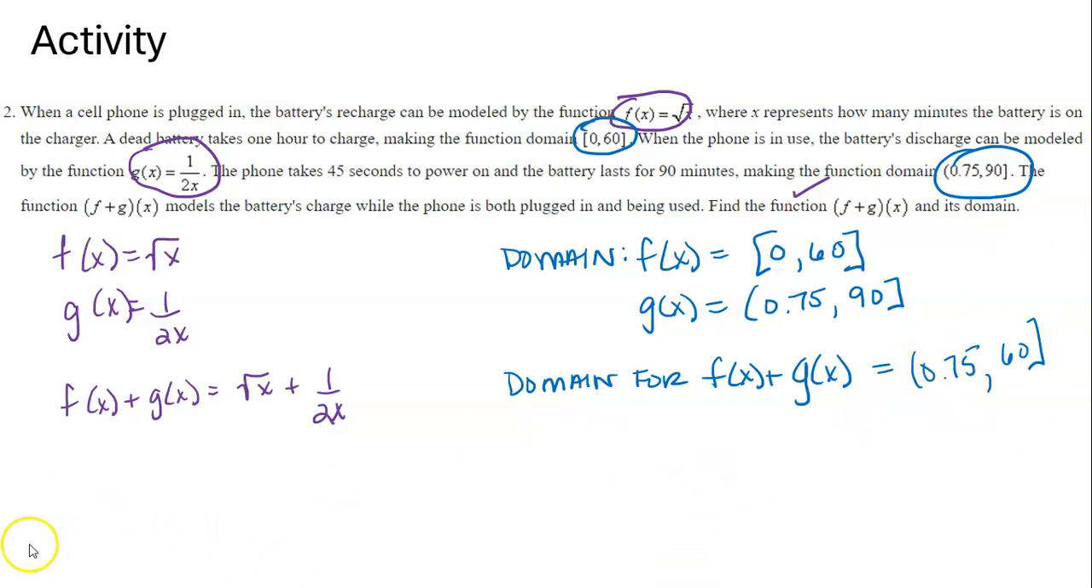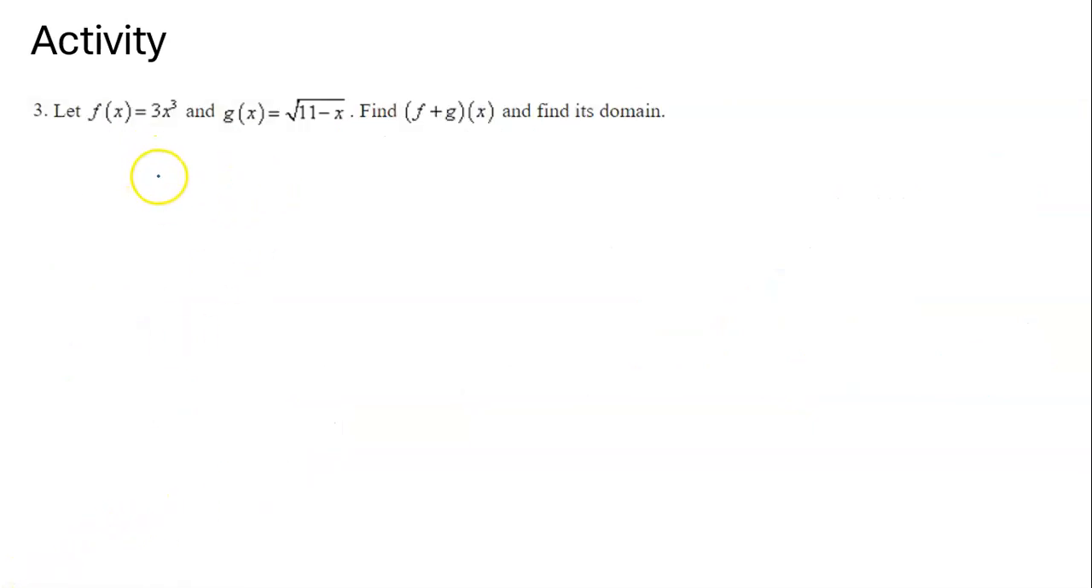So 0.75 to 60, not 90, but to 60. Okay, so that's the domain for this one. Let's see if I can go to the next. Uh-oh, there we go. Okay, so this says, hold on a minute. Okay, so let's do this one.